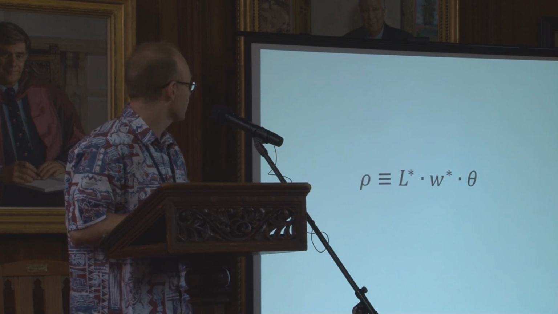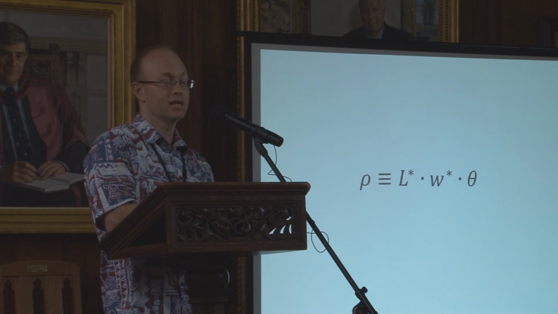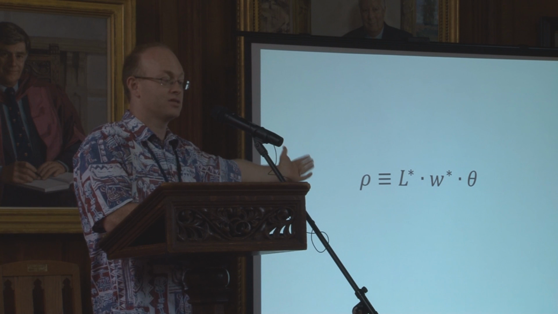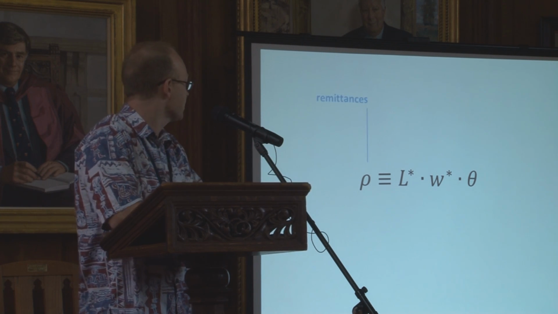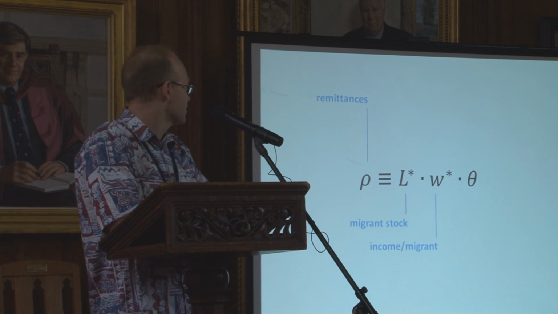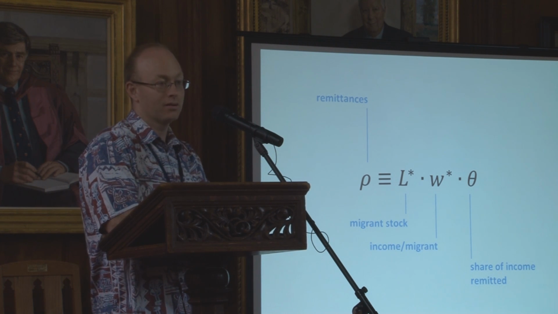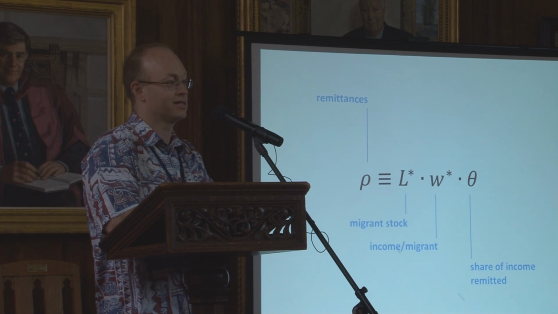And so if we write this identity here, remittances are going to be the number of migrants you have times the earnings of those migrants times the share of money that they remit. Okay, so remittances are migrant stock times the income per migrant times the share of income remitted. And so if remittances are growing, it must be the case that growth is coming from one of these different terms.